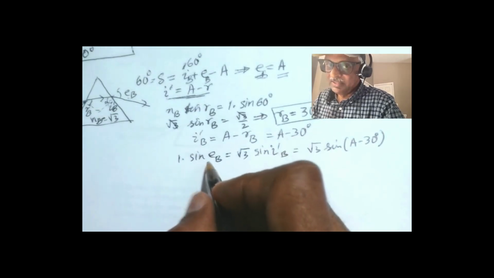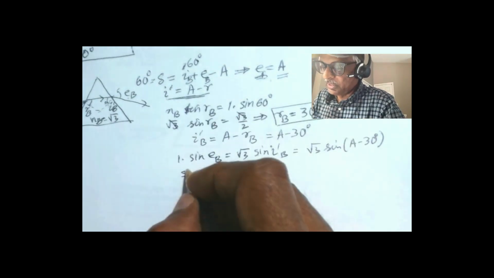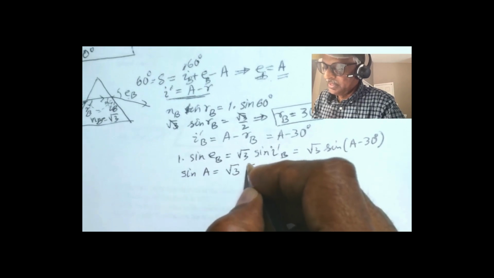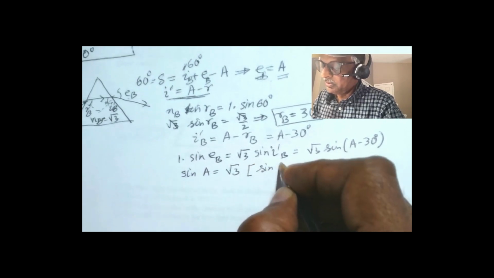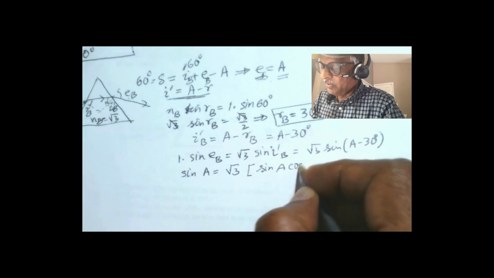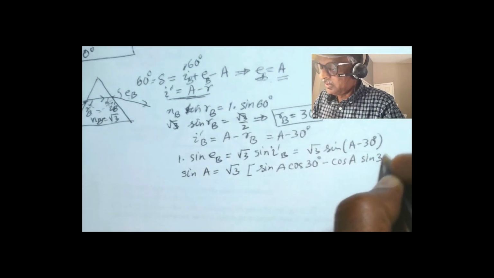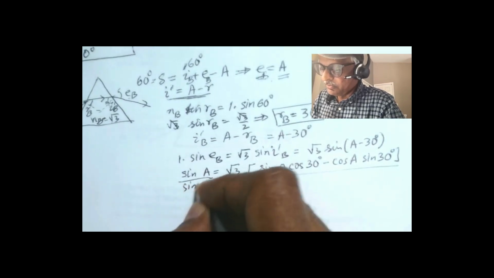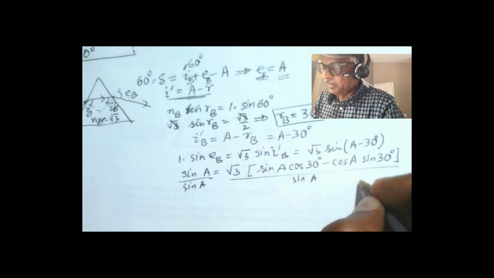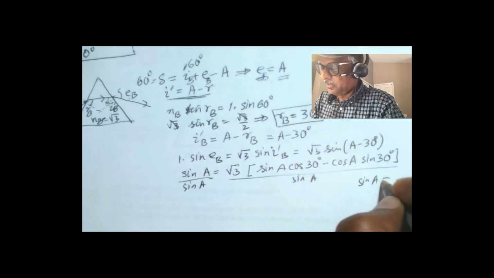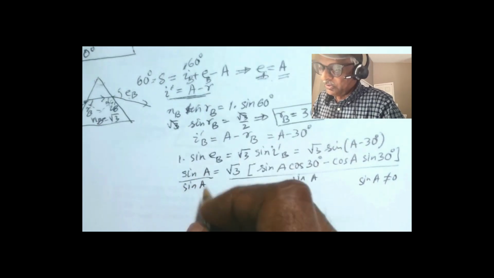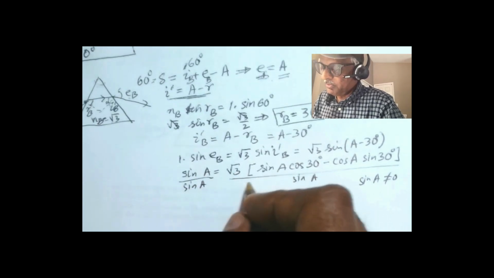Sine of EB is from here again to sine of A, and you have a square root of 3 sine of A cosine 30 degrees minus cosine of A sine 30 degrees, and then divide by sine A on both sides, because sine A is definitely not 0, this angle is A, and also divide by square root of 3.